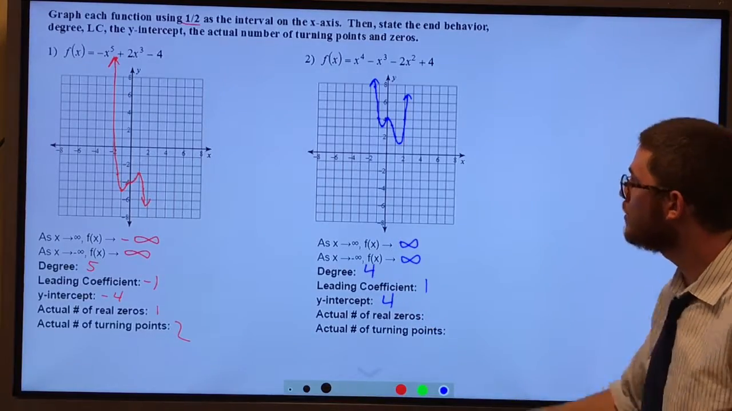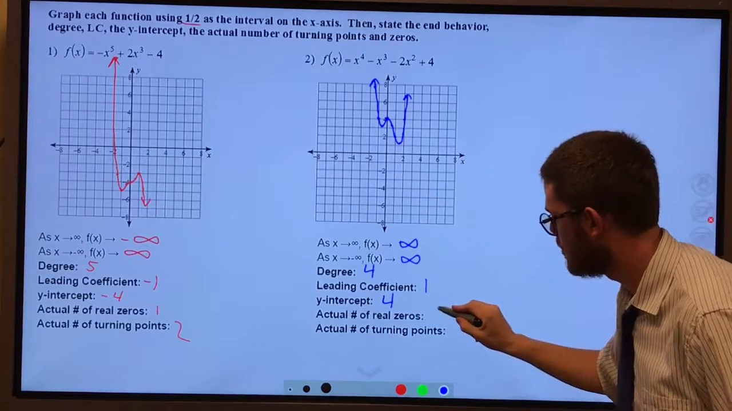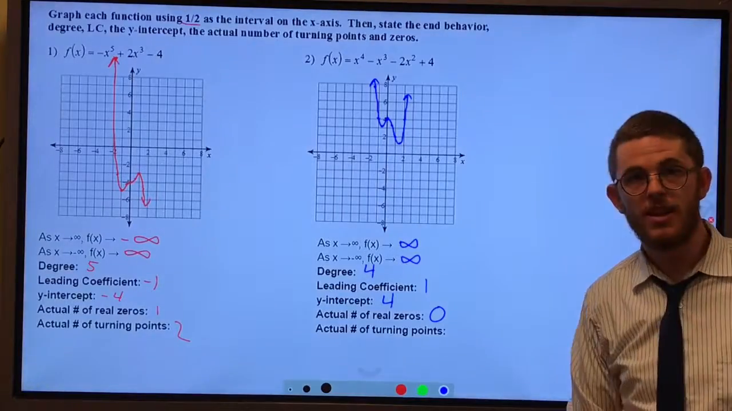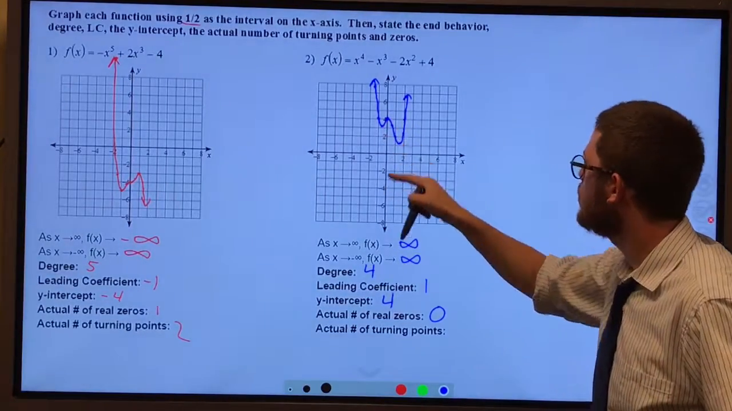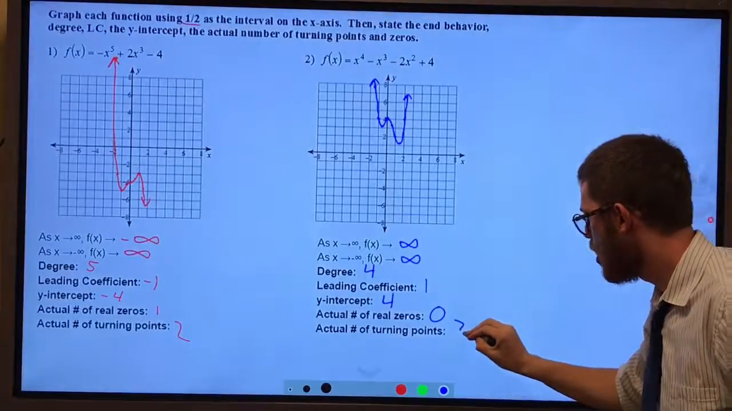How many real zeros do we have? It never crosses the x-axis. The actual number of turning points though, 1, 2, 3, I see it change direction 3 times.